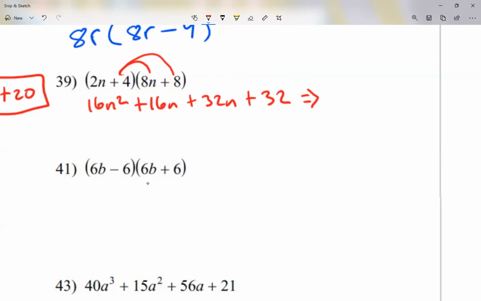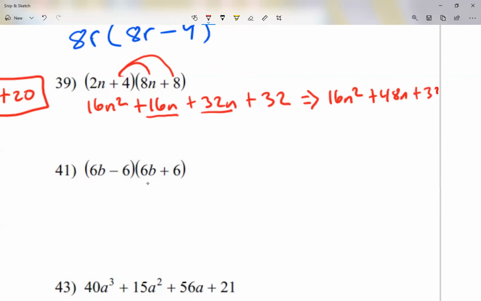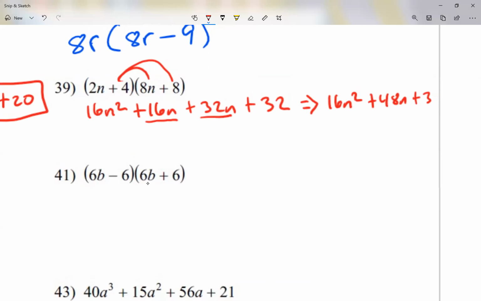That means I continue. The term with the biggest exponent is 16n squared. Then I notice 16n plus 32n. Those can be combined, right? 16 plus 32, that's 48. So let me write plus 48n, and then there's a plus 32 at the end. Combine your like terms. That way you guys will type this: 16n to the second plus 48n plus 32.